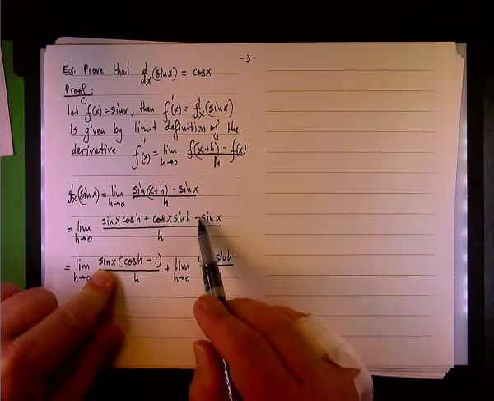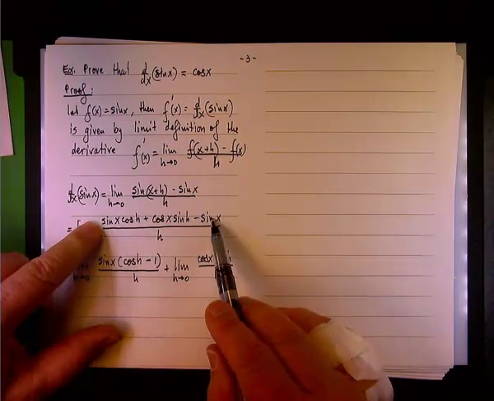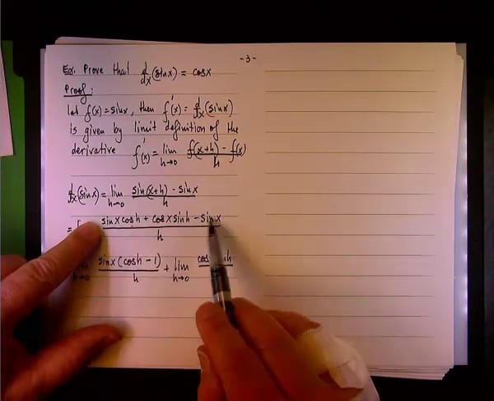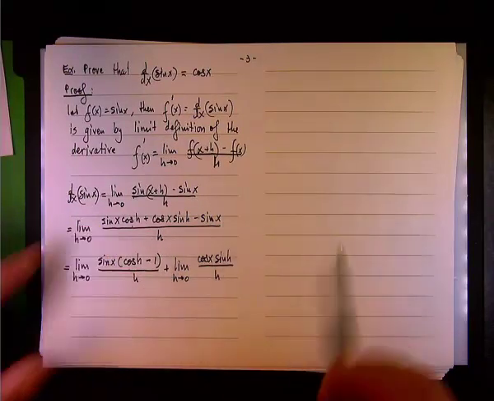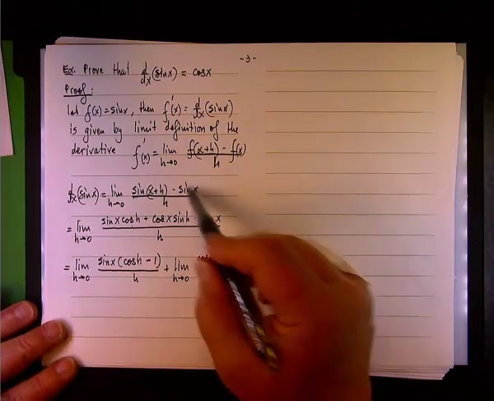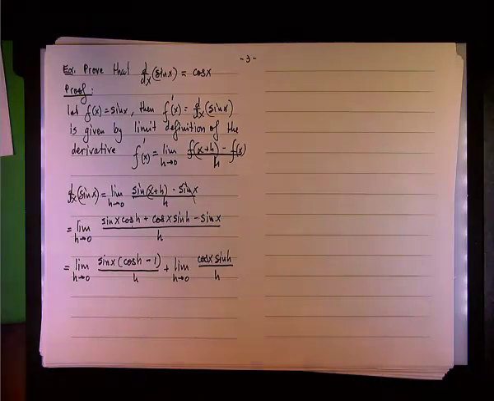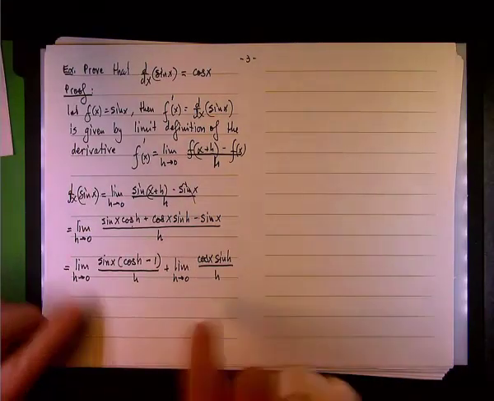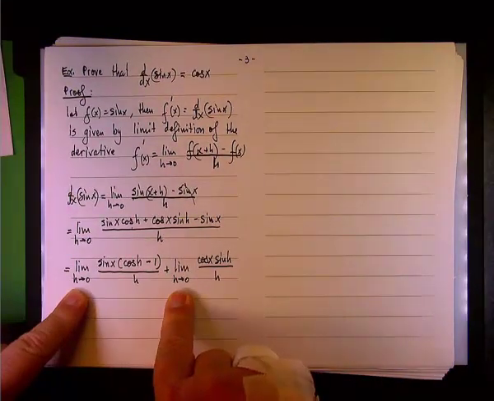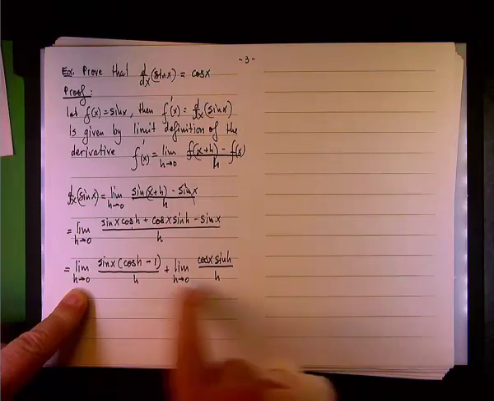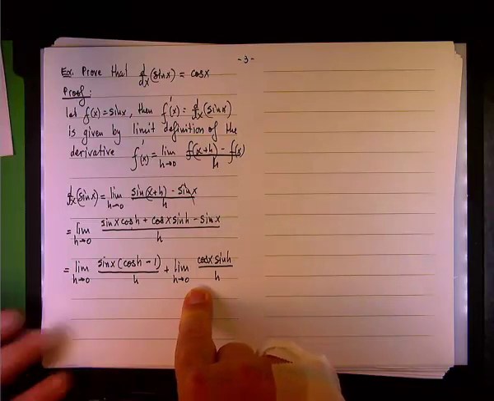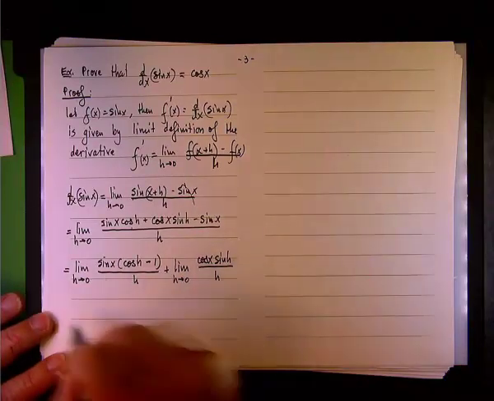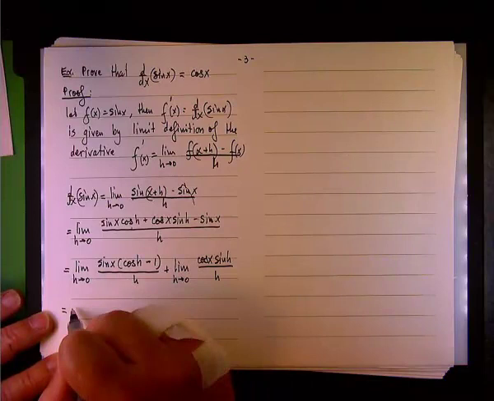Okay? So now I have two limits. I use the fact that the limit of a sum is the sum of the limits. And yes, go ahead, Isa. How come sine x? I factor sine x and I have cosine h minus 1. Okay? This negative sine x is from the definition.